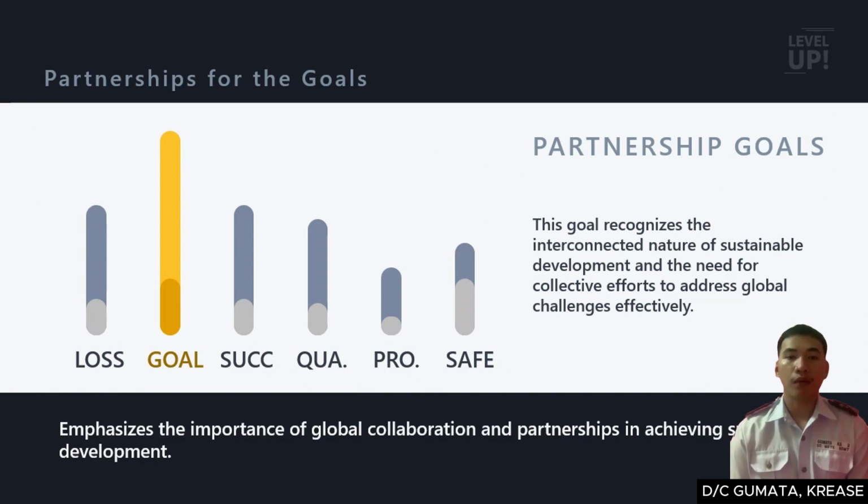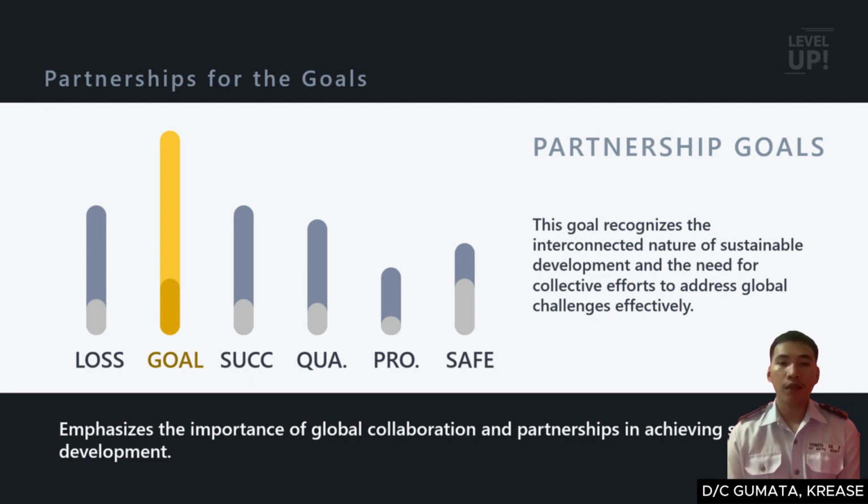Partnerships for the goals. Goal 17 emphasizes the importance of global collaboration and partnerships in achieving sustainable development. Partnerships for the goals involve fostering cooperation between countries, businesses, and organizations to share knowledge. This goal recognizes the interconnected nature of sustainable development and the need for collective efforts to address global challenges effectively.